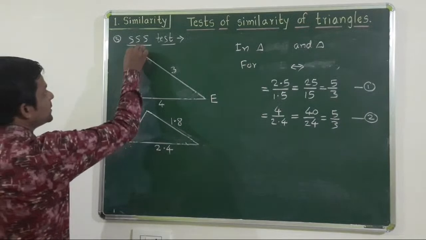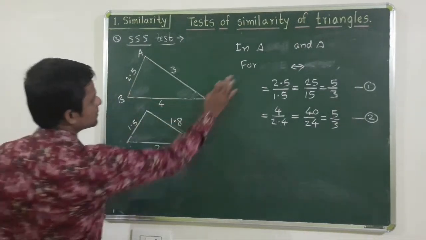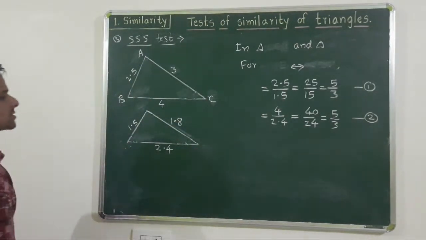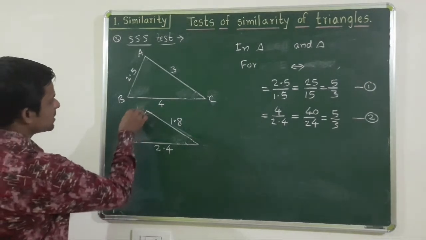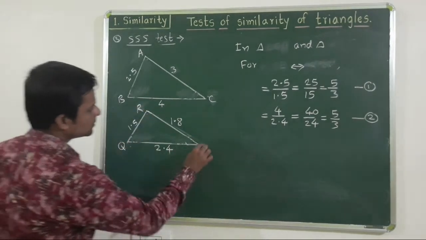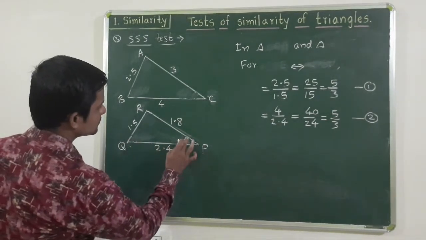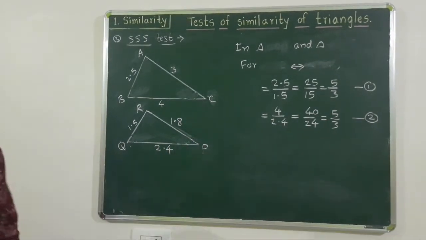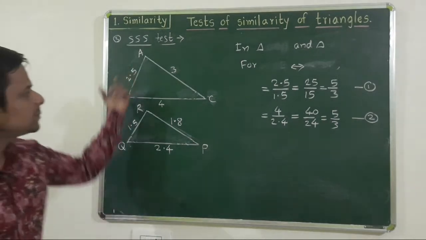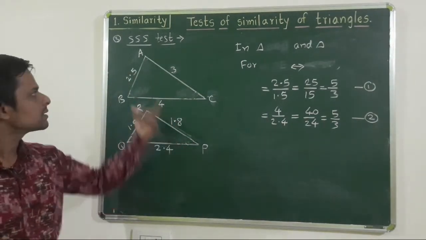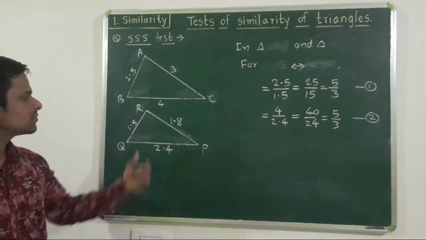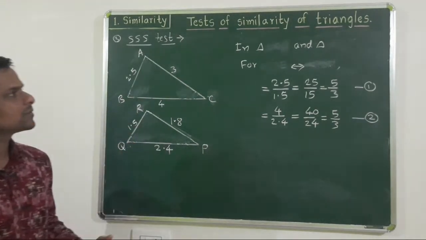Suppose ABC, and suppose the name of this triangle is RQP. Now look at triangles ABC and RQP. All the three sides of ABC are given, and all the three sides of RQP are given.